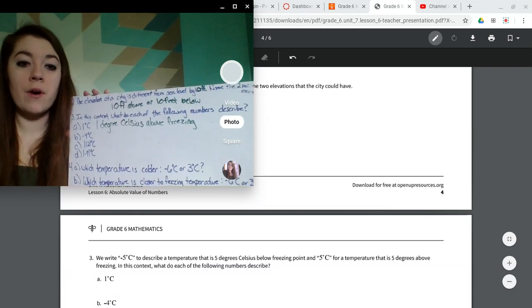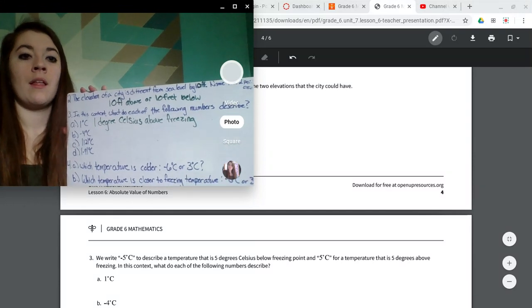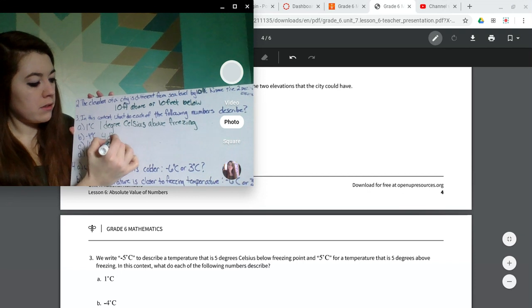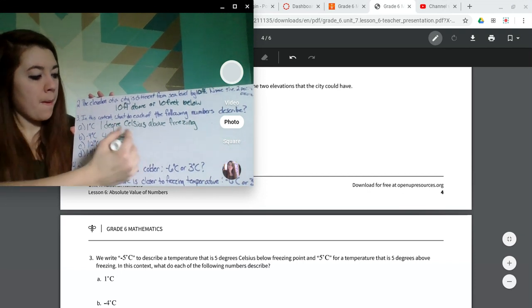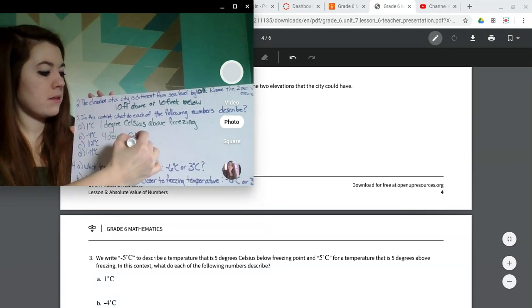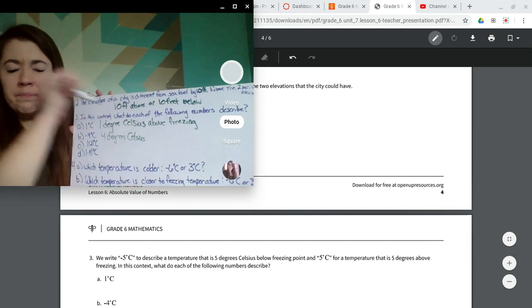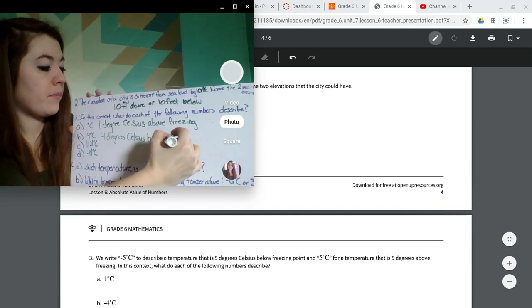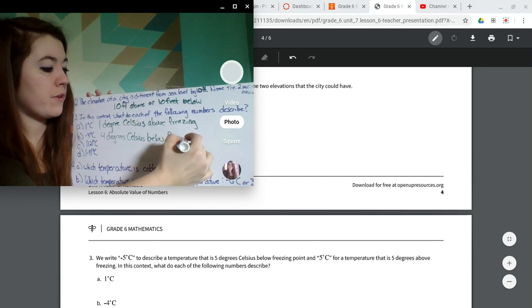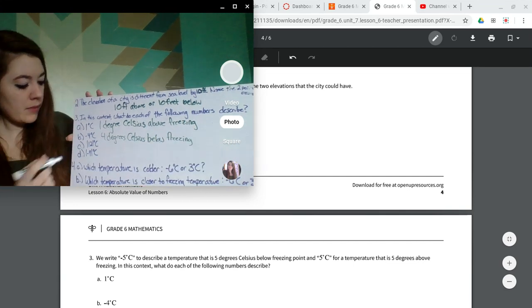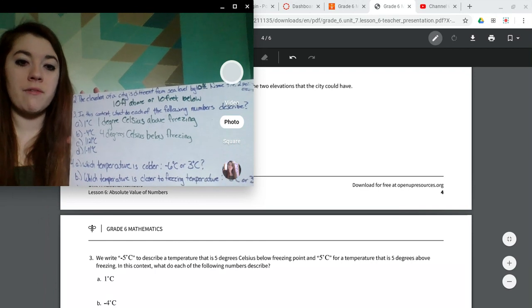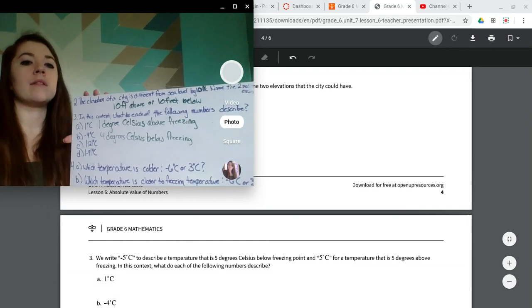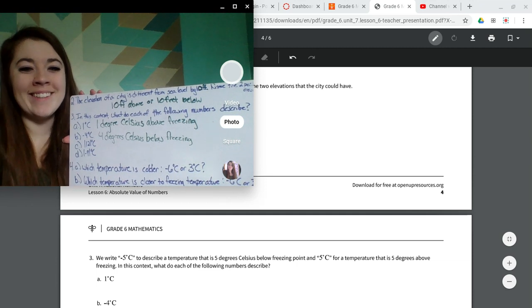Now, what about -4 degrees Celsius? That represents 4 degrees Celsius, excuse me, below freezing. All right, what about C? So now we've got the absolute value in there. Sorry if it's a little shaky. My cat's attacking the computer.